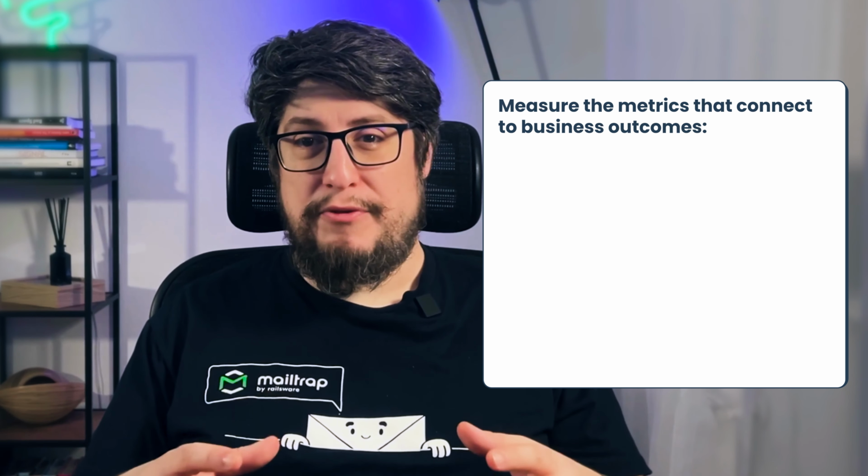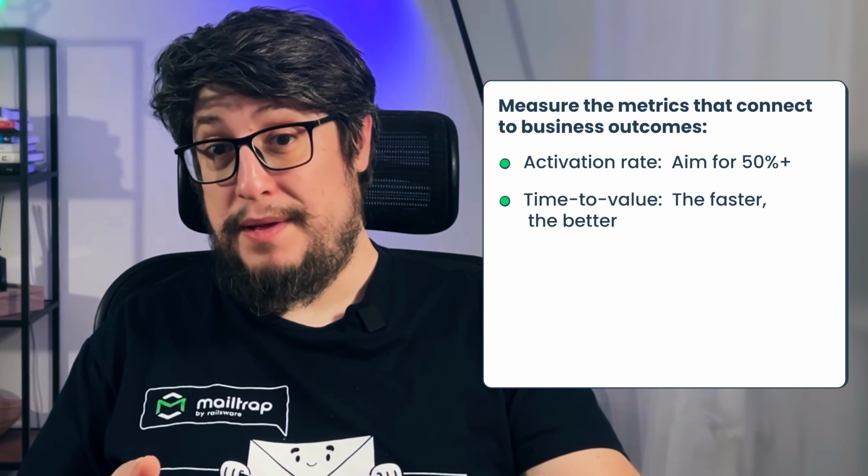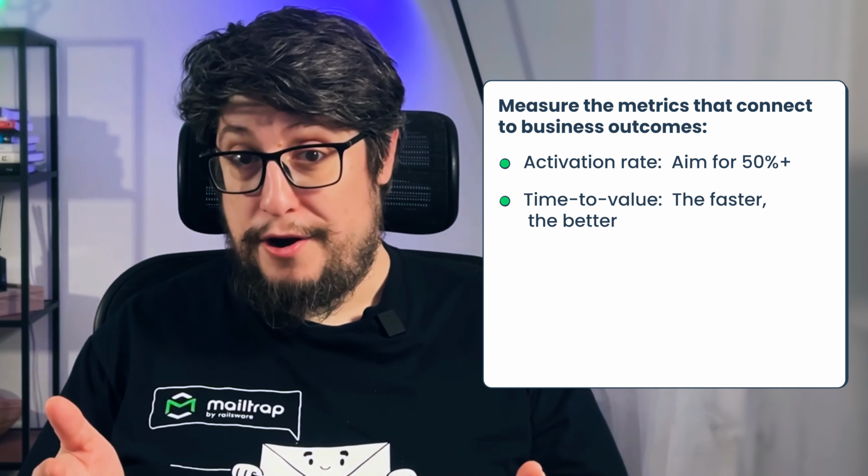Step number 7. Track what drives revenue. Finally, measure the metrics that connect to business outcomes. Activation rate. What percentage reaches your core value milestone? You should aim for more than 50%. Time to value. How many hours until they hit that milestone? The faster they do it, the better.